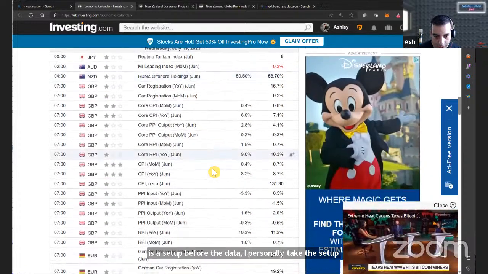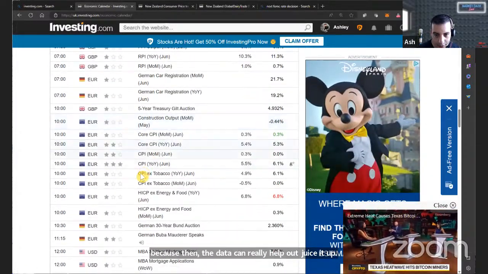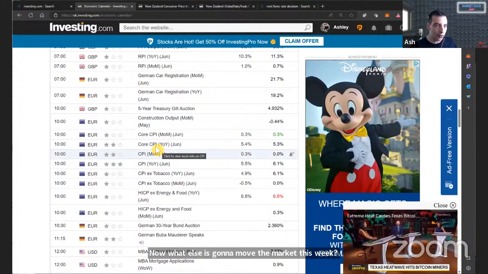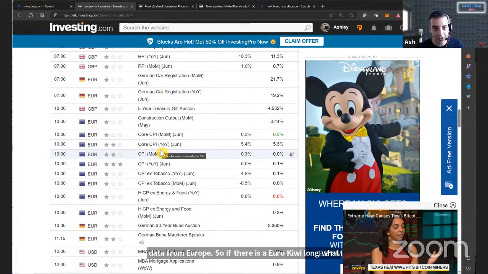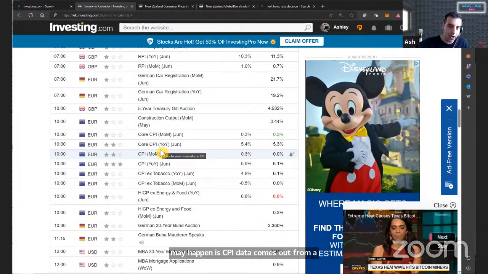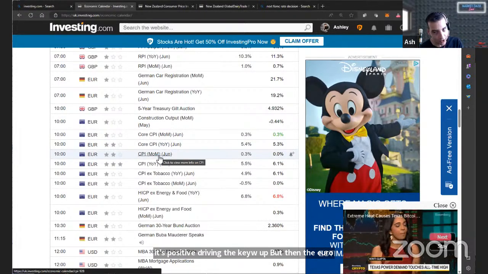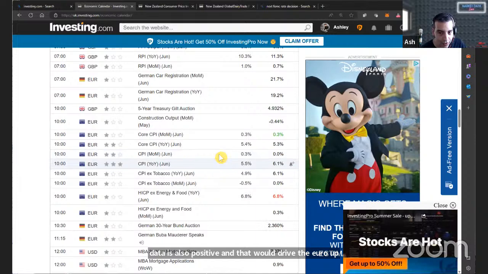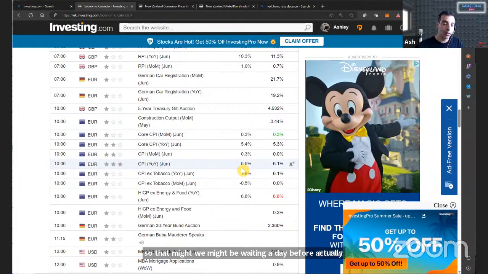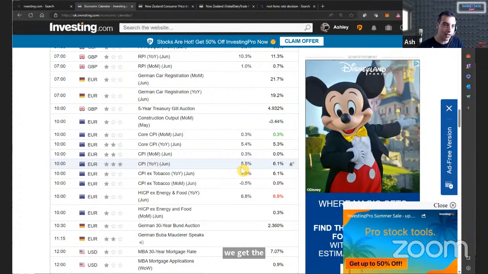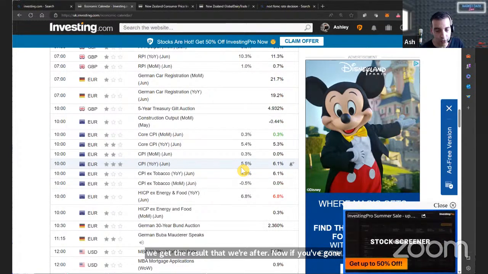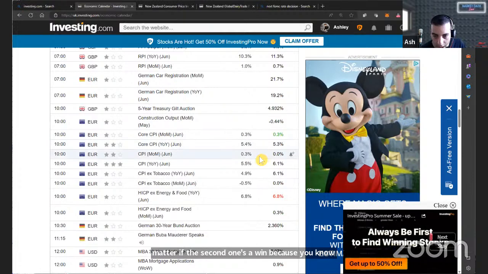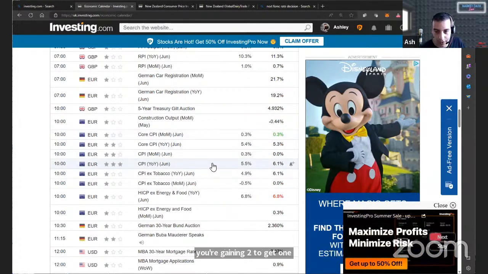Now, what else is going to move the market this week? CPI data from Europe. So if there is a Euro Kiwi long, what may happen is CPI data comes out from New Zealand, it's positive, driving the Kiwi up. But then the Euro data is also positive, and that would drive the Euro up. So we might be waiting a day before we get the result that we're after. Now, if you've gone for a 2-to-1 and the first one's a loss, it won't matter if the second one's a win, because you're gaining 2 to get 1. So sticking to at least 2-to-1 and above is the idea.